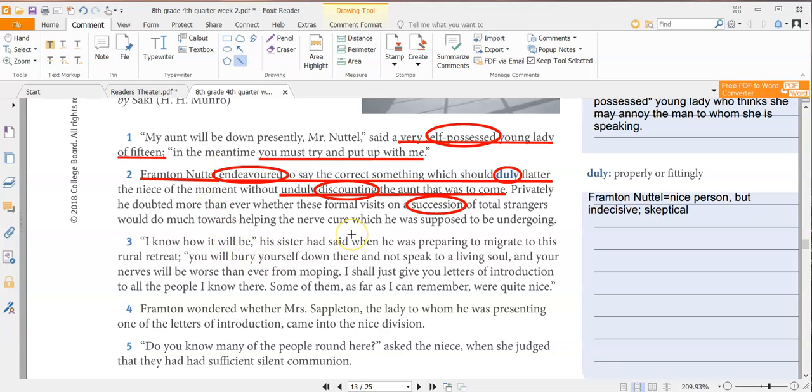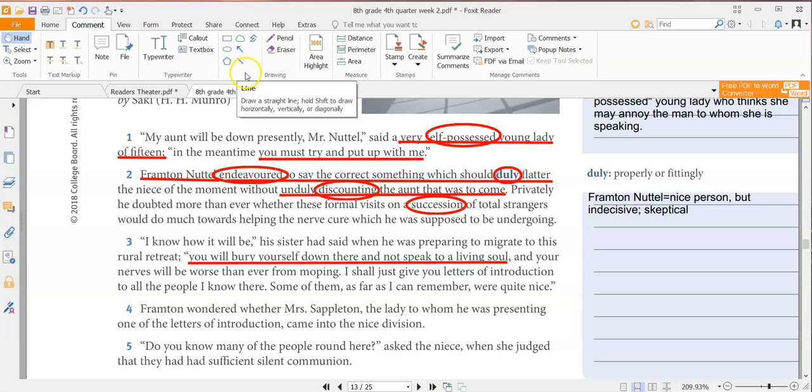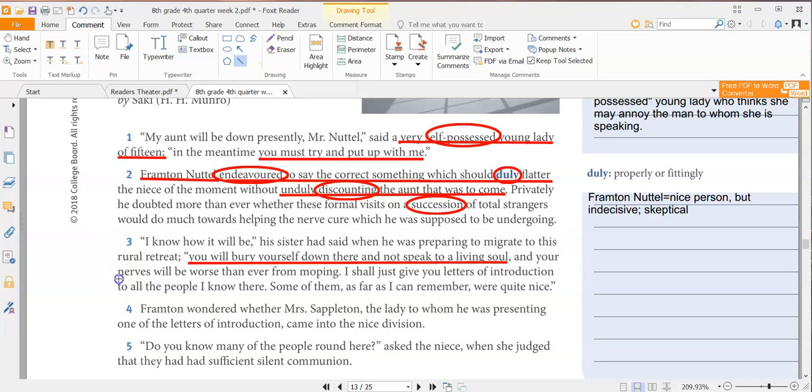So he's reflecting on what his sister said before he left to come down to where he is now. She said, you will bury yourself down there and not speak to a living soul, meaning he's very reclusive. He doesn't socialize very much. He mostly sticks to himself. And his nerves will be worse than ever from moping. So he tends to mope a lot, which causes him to get really anxious. And then his sister offers to give him letters of introduction to everybody she knows from that area, and some of them are really nice.